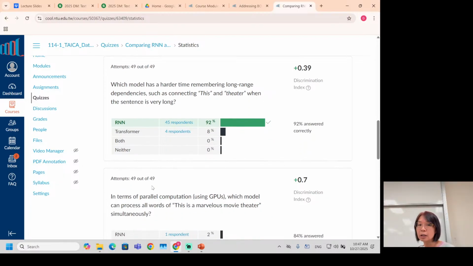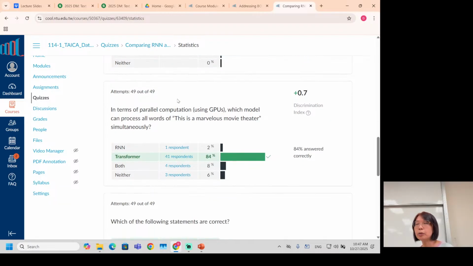That is RNN. Okay. In terms of parallel computing, by the way, here is something that we did not talk about in our class, because I want you to try to see if you can understand it. Which model can process all the words of this is a marvelous movie theater simultaneously? The answer is transformer. So in other words, RNN is not good for parallel computing, because parallel computing is asking: can I compute different things at the same time?